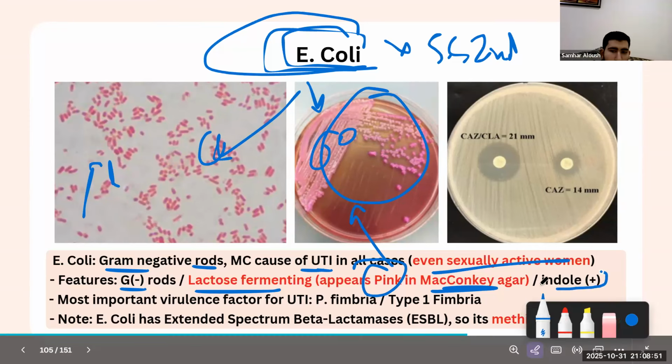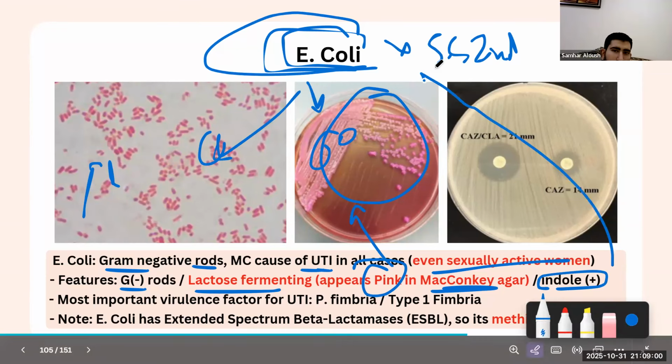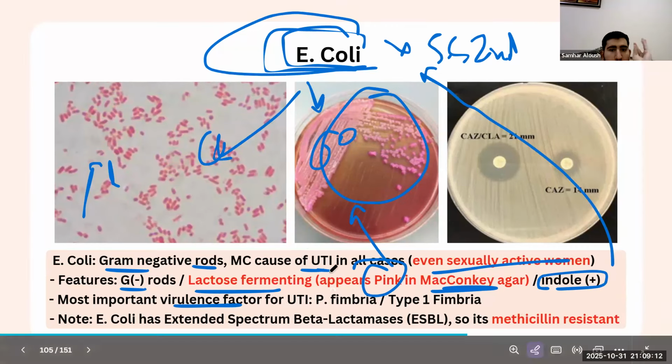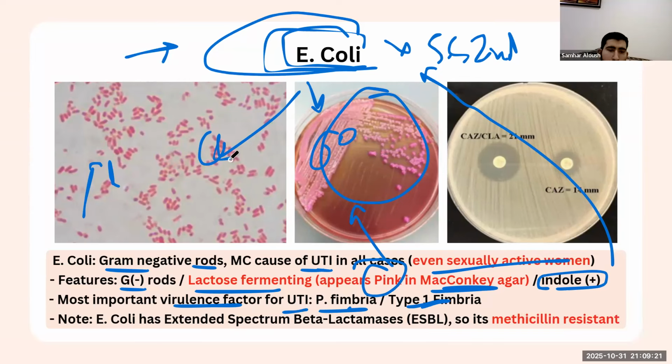It is also indole positive. There was a question in one of the batches about someone with a UTI and the only clue was indole positive. Indole positive is E. coli. Now, the most important virulence factor of E. coli for UTI: E. coli has many virulence factors, like the capsule, fimbriae, and many other things. But the most important one for UTI is P fimbriae, or type 1 fimbriae, because it allows it to adhere to the urethra or the bladder and cause UTI.